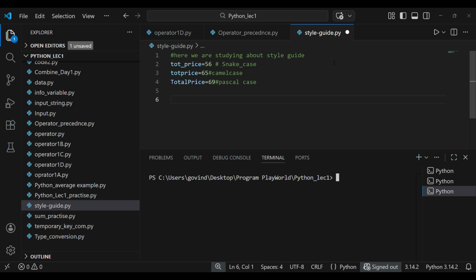The most commonly used style guide in our programming is camel case. That is all about the style guide. This is a very small topic, so you don't need to get tense. Just understand these three things.